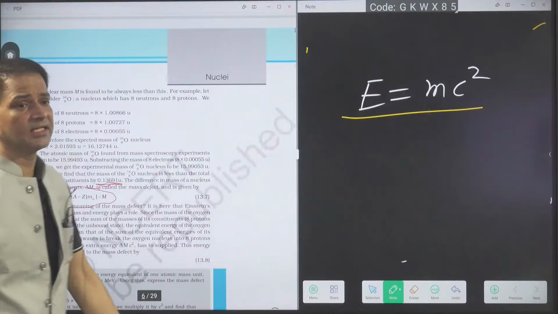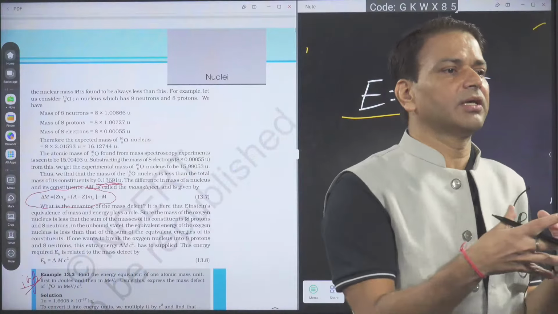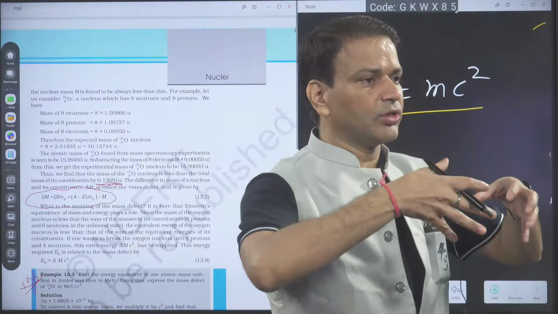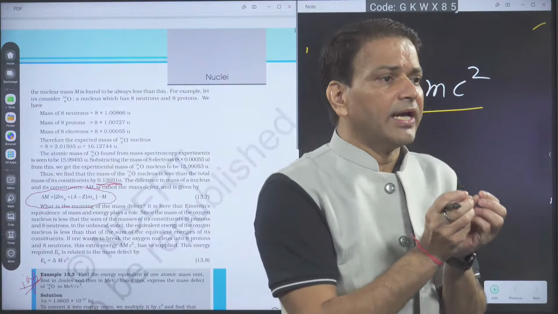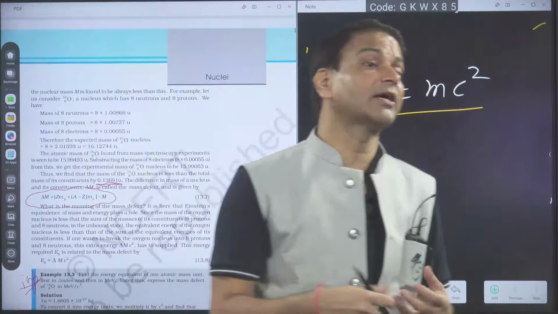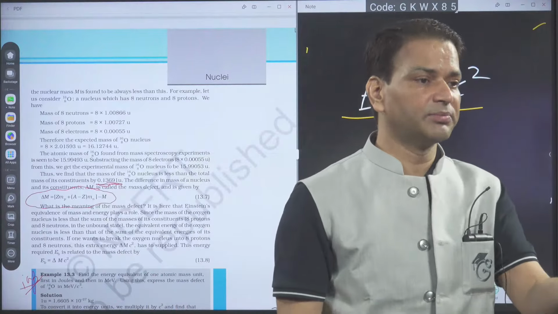Now what is the binding energy? Binding energy means the energy by which nucleons are held when we are making the nucleus. Making the nucleus means neutron and proton will be inside the nucleus. So when the nucleus forms, in the formation of the nucleus, some mass gets destroyed. Where will that mass go? Mass will convert into energy by the relation E equals mc square.